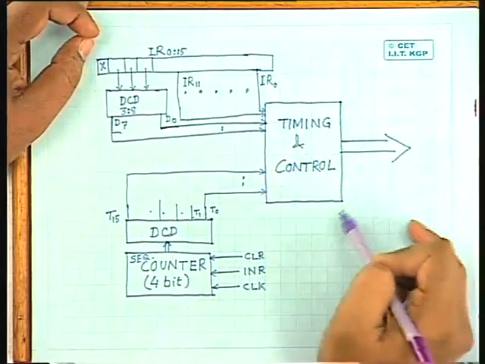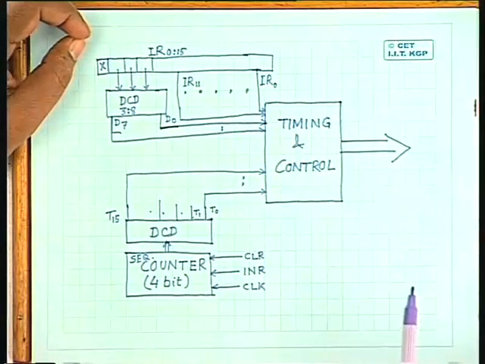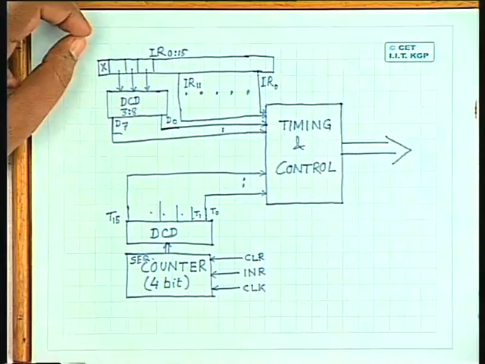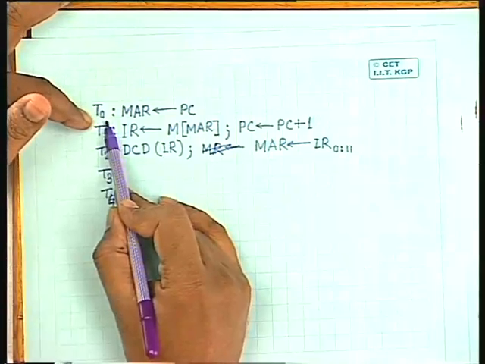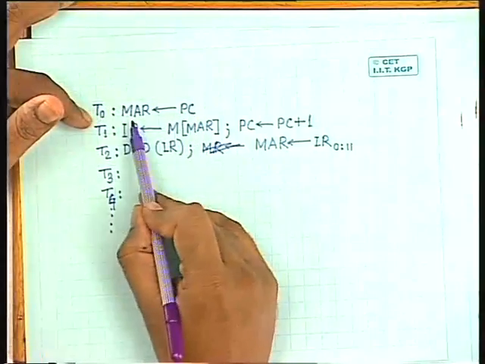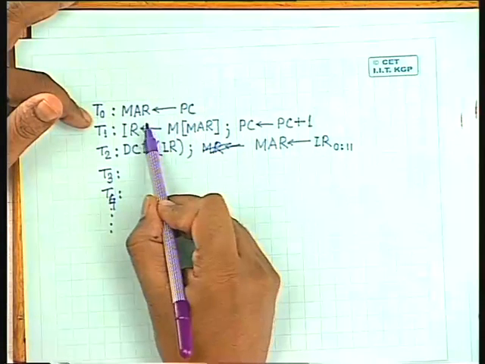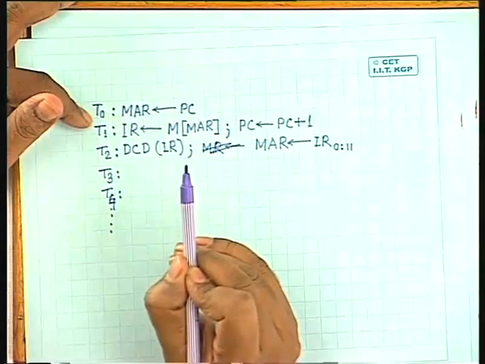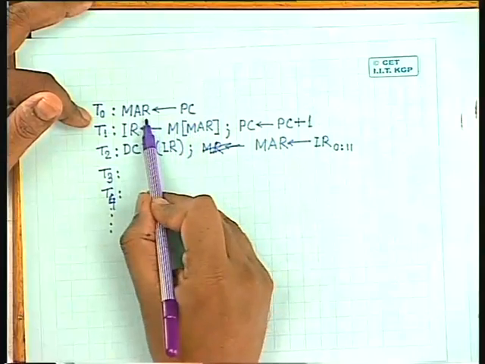Now let us see how this block is to be realized. So for realization of this block, let us again come to this. We know that during time interval T0, the program counter content has to be loaded into the memory address register. That is known. So what are the control signals that are needed for this? I have to activate the output enable of the program counter. I have to activate the load input of the memory address register. So during time interval T0, the program counter output has to be enabled, and the memory address register load input has to be enabled.